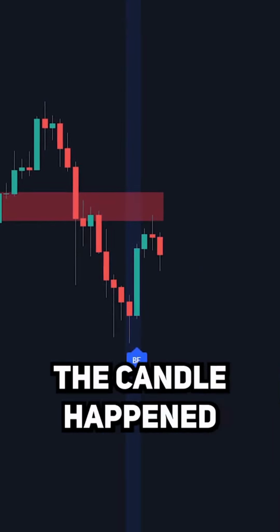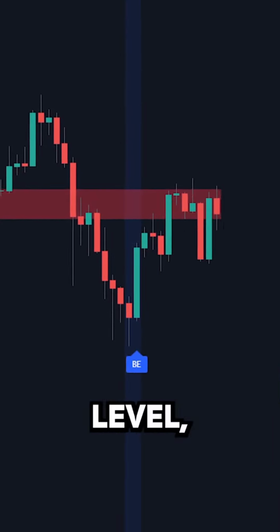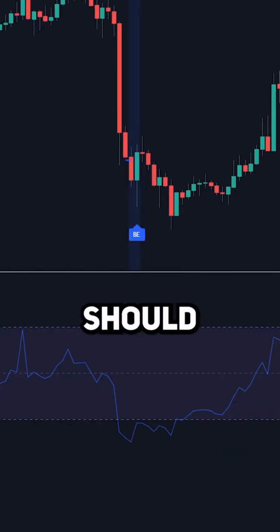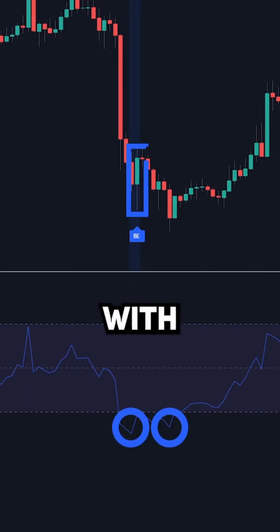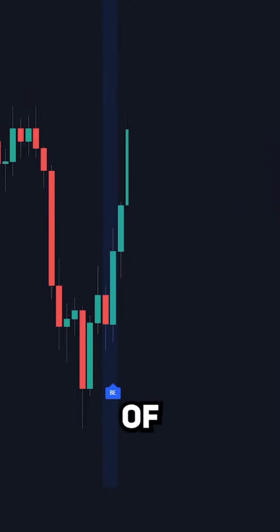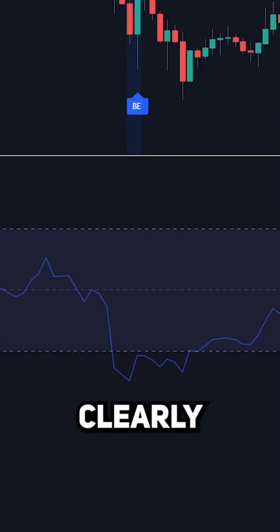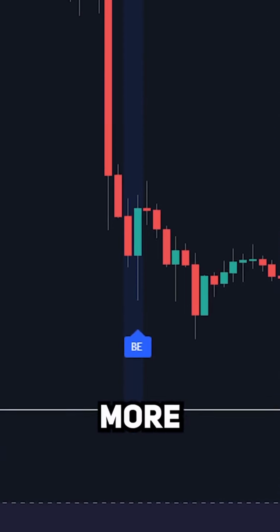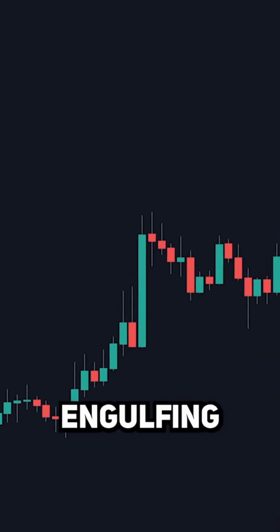In this example, the candle happened right at a resistance level, so it didn't end up working out. You should always be using it in confluence with other forms of trading analysis. For example, if there's a breakout of resistance, or if the market is clearly way oversold, you could then put more trust into a bullish engulfing candlestick.